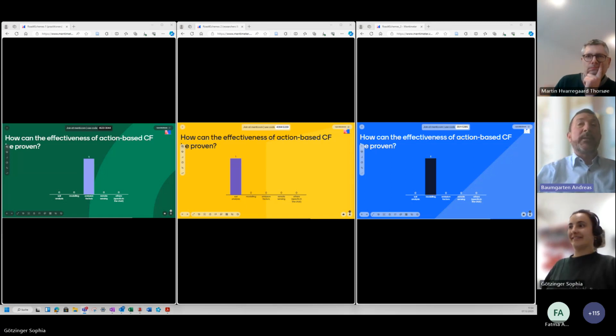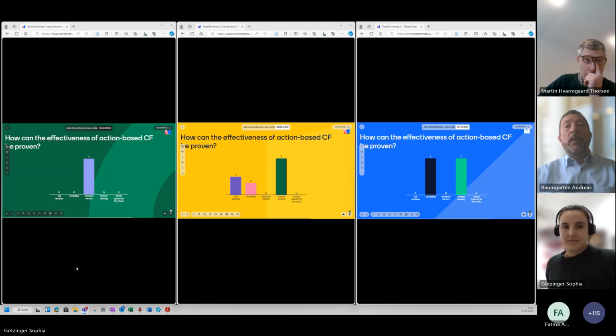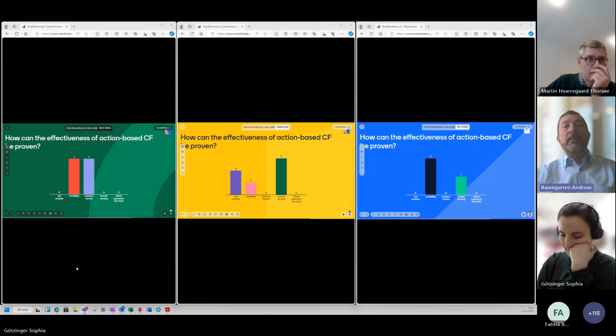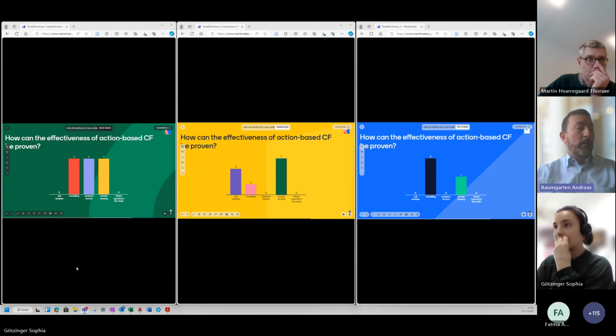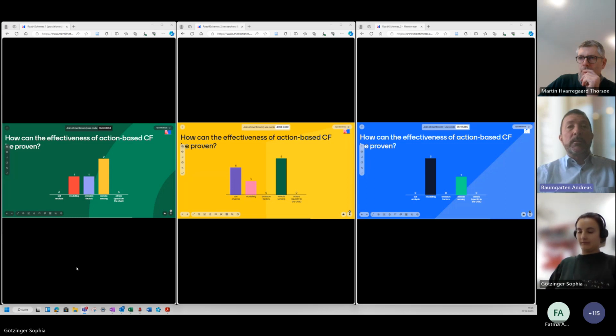Now we are looking at the action-based carbon farming system. So how can this be proven best? We have the same choices as for the result-based system, but maybe other approaches. If we're just relating to the action-based approach, how can we prove that the action is sufficiently effective?